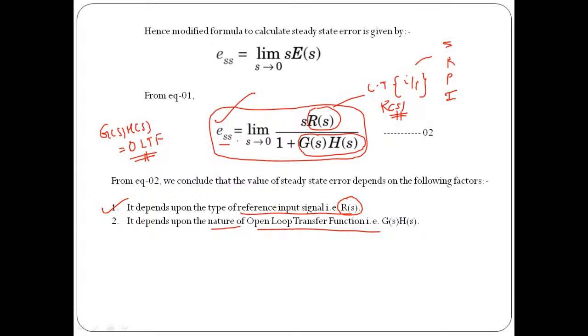Now, in GATE, you may have a question like this: on what factor does steady state error depend. And options are like: it depends upon the nature of input signal, it depends upon the nature of open loop transfer function, it depends upon both A and B, or none of above. Answer is both A and B.